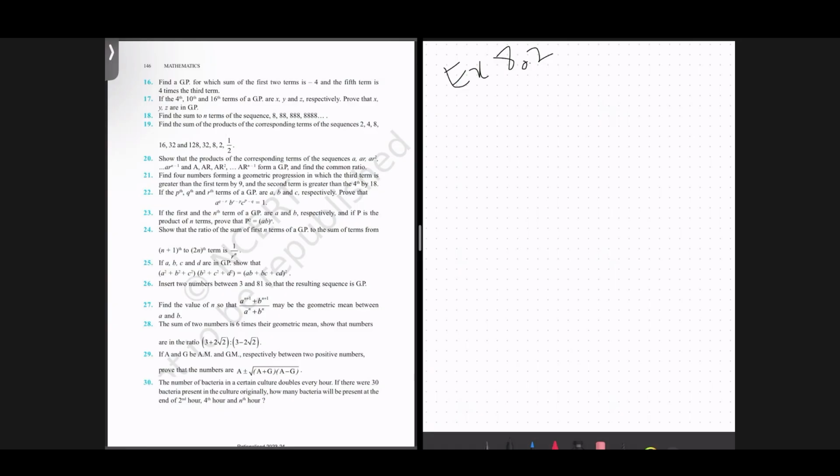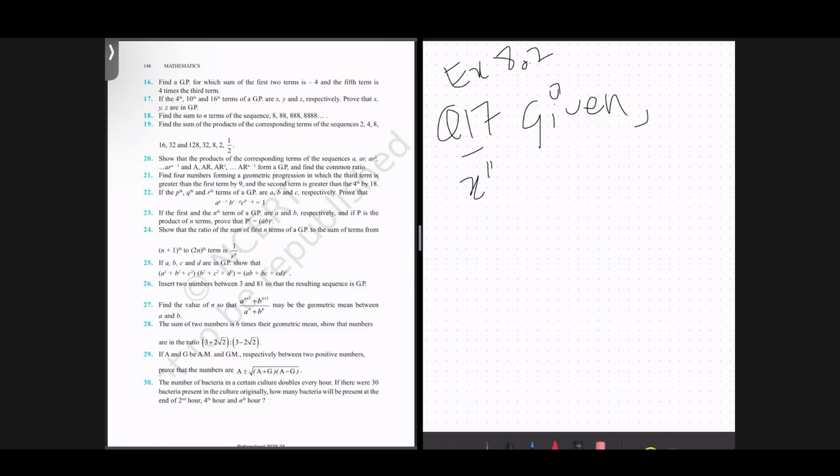So without wasting any more time, question number 17. Question number 17 asks of us: if the 4th, 10th, and 16th terms of a GP are X, Y, and Z respectively, prove that X, Y, Z are in a GP. Right. So let us first write what has been given.